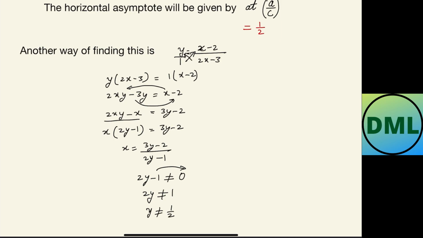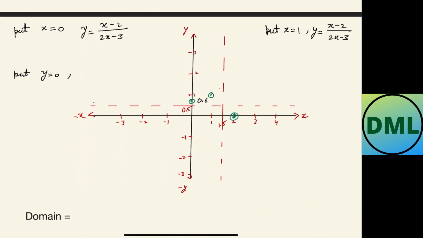Let's plot the graph now. This is the graph. This is your x-axis and this is your y-axis. Your graph won't touch at x is equal to 1.5, so there is a vertical asymptote at 1.5. The graph won't touch at y is equal to half, so there is another asymptote at this point. I need to plot my graph, so let's see a few points.